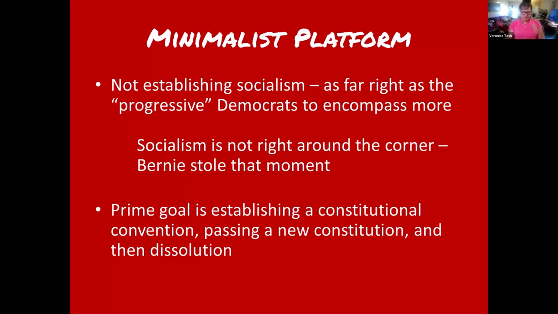The prime goal is to establish a constitutional convention, passing a new constitution, and then we dissolve the party. This party exists for this constitutional convention to get a new constitution where third parties are playing on an equal level, where we're having a democratic system, a majoritarian democracy, as opposed to having something run by the economic elites and business interests.